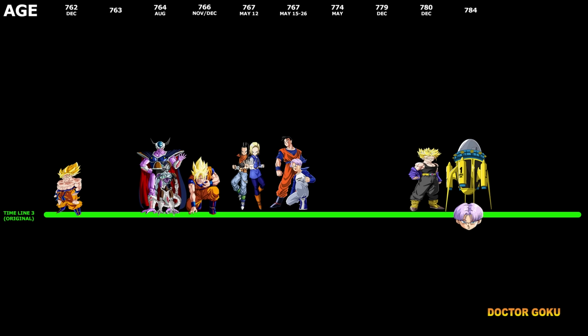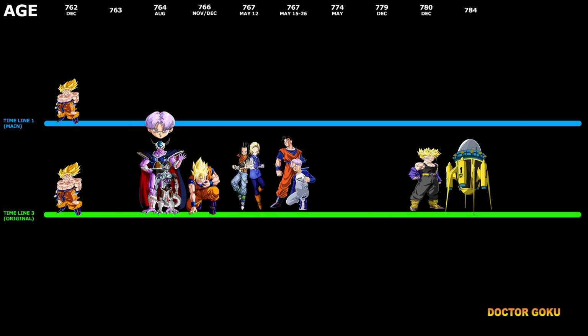So he travels from age 784 of his timeline to age 764 of the past, when Frieza came to Earth. Trunks arrived to this timeline, and it's the same timeline that we follow in Dragon Ball Z, as he was the one that now kills Frieza this time. A few hours pass, and finally Son Goku arrives. Future Trunks gives him the medication for his heart virus. He then explains who he is, where he came from, and why.